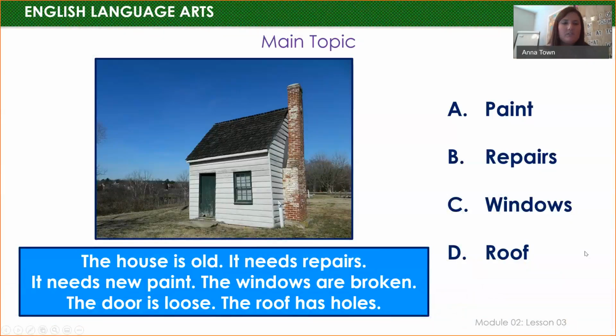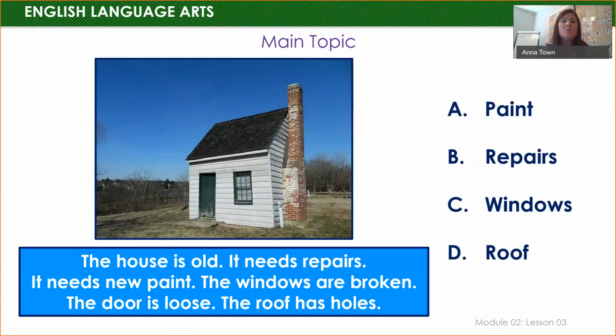Okay, I'm going to read you the story. I'm going to read it two times through, and then you're going to help me decide what the main idea or main topic of this story is. The house is old. It needs repairs. It needs new paint. The windows are broken. The door is loose. The roof has holes. Read it again.